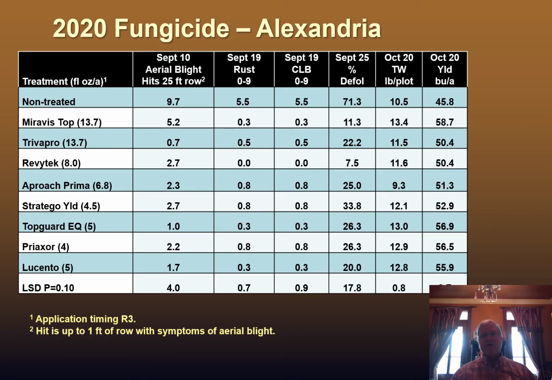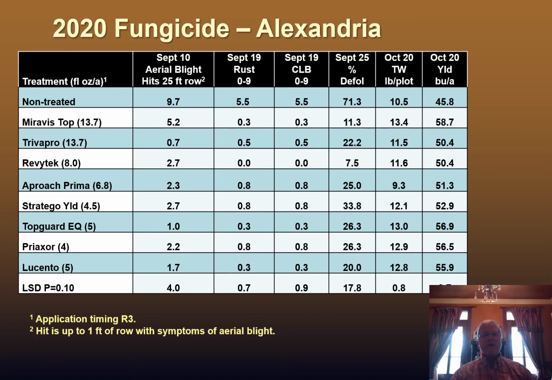In addition to looking at genetic resistance, we also evaluate new fungicides that are coming down the pipe, to see how they perform. This is the result of a test conducted at the Alexandria, or Dean Lee, location in 2020. We have some of the newer fungicides: Miravis Top, from Syngenta, Revytek, another product from BASF, and Lucento from FMC. At this particular location, we had aerial blight, soybean rust, and Cercospora leaf blight.